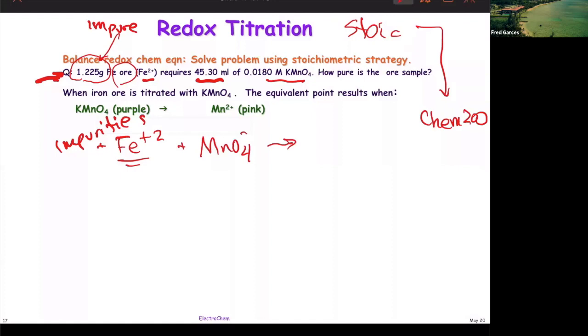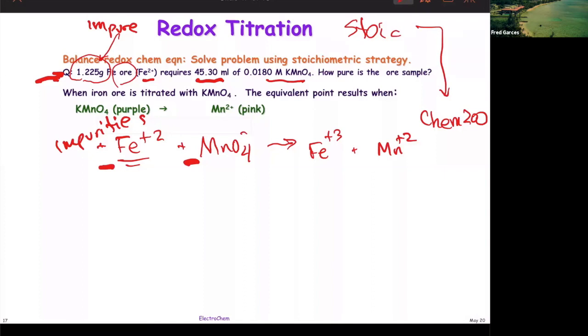What's going to happen is you're going to oxidize the iron to iron +3, and you're going to reduce the permanganate to manganese +2. So that is your two half reactions. You don't even have to balance this completely. All you need is the mole ratio between these two. The reason you need the mole ratio is so that you can make sense of the stoichiometry. So let's break this into the half reactions.